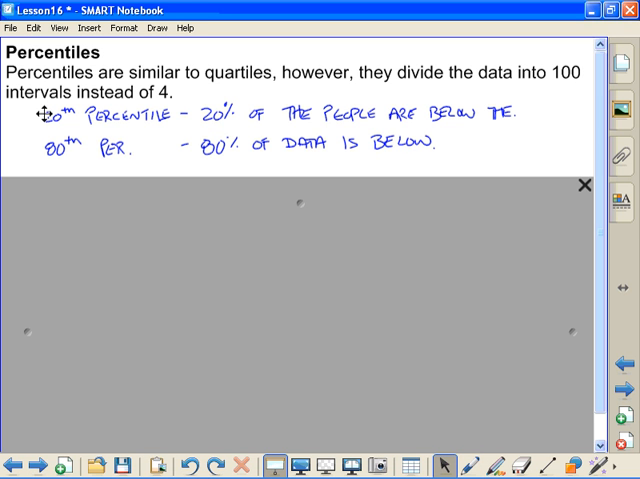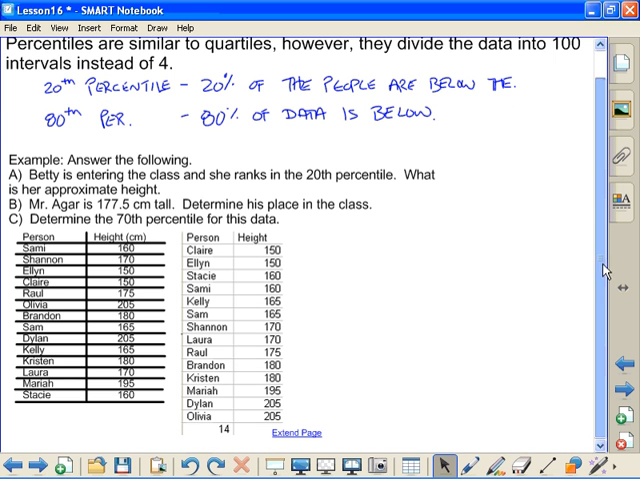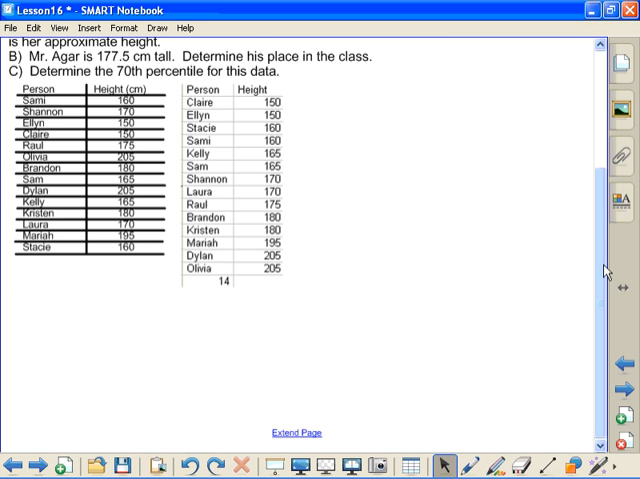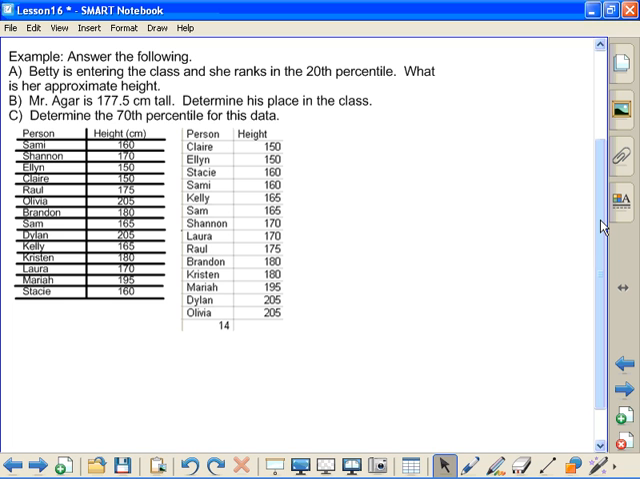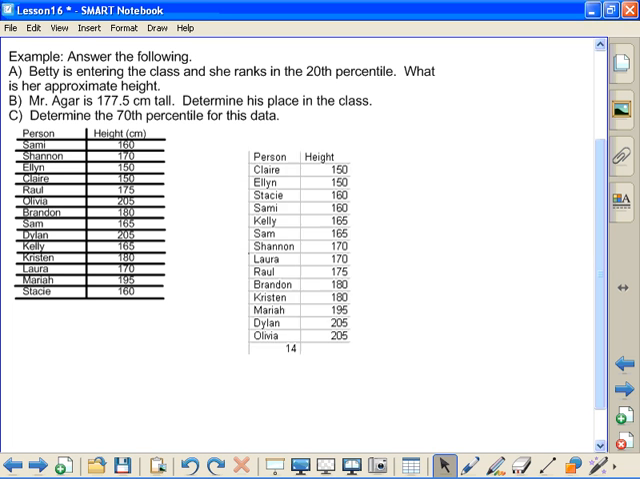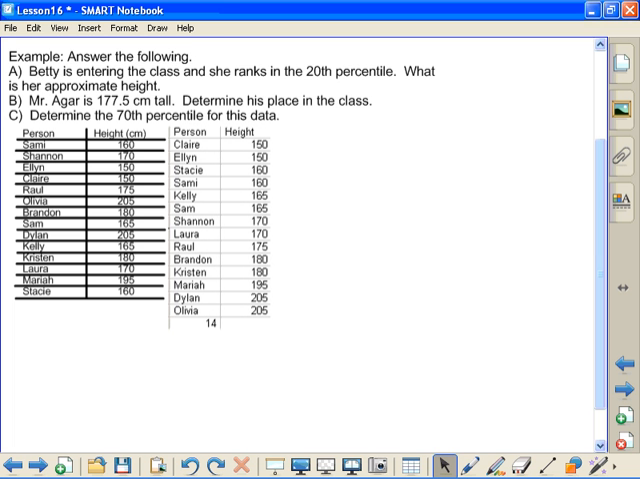So we're going to be using our percentage skills from grade 9 to go through and do the example here. Betty's entering the class and she ranks in the 20th percentile. So what is her approximate height? Here from earlier in the note, I have the class height in order from shortest to tallest. And now we know Betty's coming in.